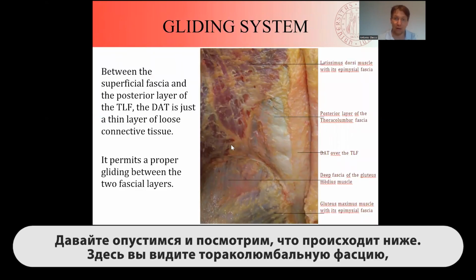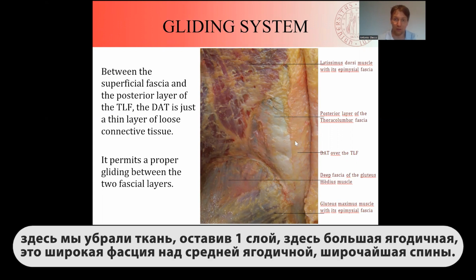Then let's go down. Let's try to see what happens at the lower level. So right here, you can see the thoracolumbar fascia. This is the superficial fascia that we have removed. There's still just one layer, like a portion of that. Right here is the gluteus maximus coming down. This is the fascia lata over the gluteus medius. This is the latissimus dorsi.